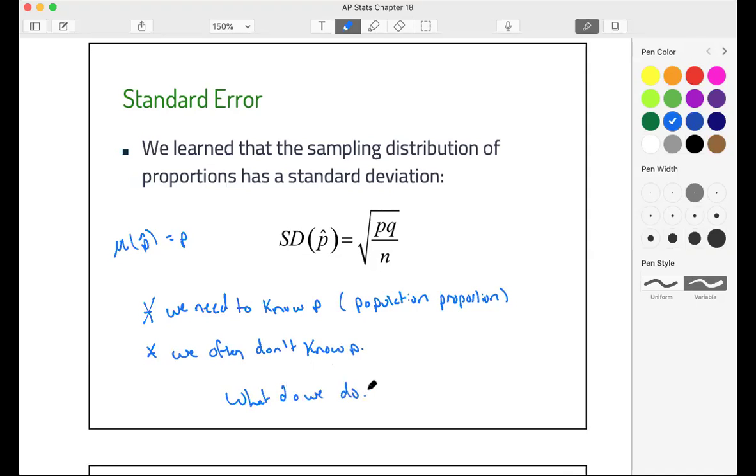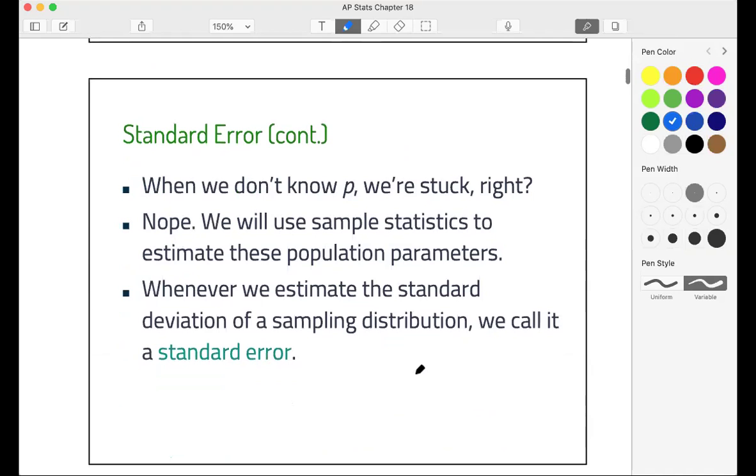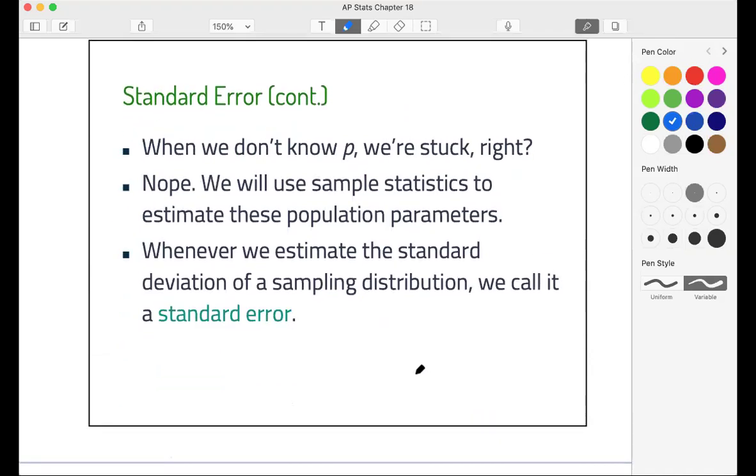Okay, we would love to use the normal model to approximate the sampling distribution for the proportions. In order to use the normal model, we need a mean. So we know that the mean of all p hats will equal p eventually. And then the standard deviation will look like the square root of pq over n. But we really don't know what that value of p is. So what do we do? Okay. So when we don't know p, we're stuck, right? Well, it turns out we're not stuck.